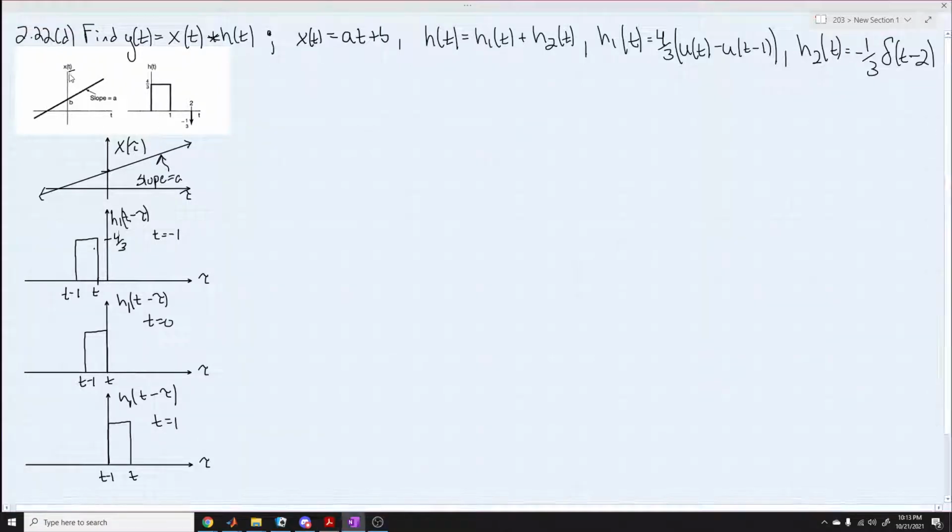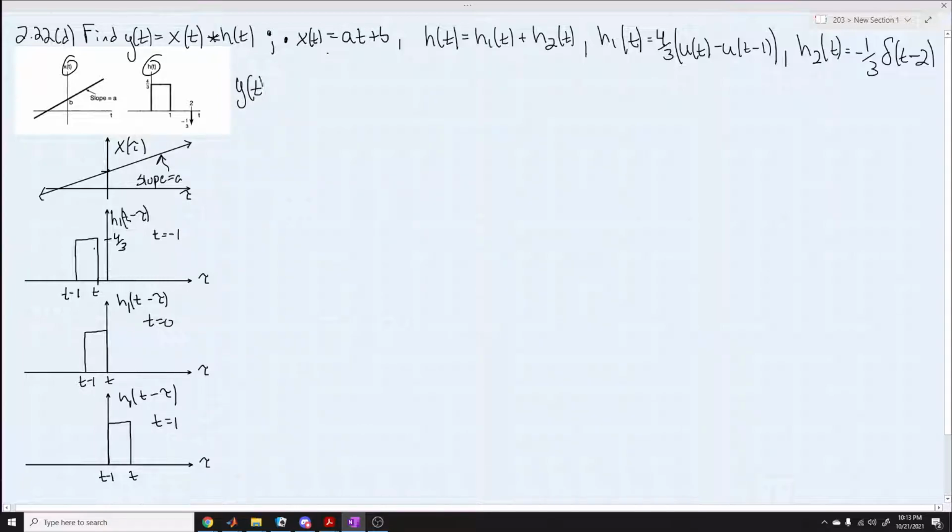But we want to find y of t, and y of t is equal to the convolution of x of t and h of t. Here's our x of t right here. Here's our h of t right here. And we can see that x of t is equal to at plus b. And h of t is equal to an h1 of t plus an h2 of t. h1 of t is defined right here, and h2 of t is defined right here. So h1 of t is not an impulse, but a pulse of width 1 and magnitude 4/3, and h2 of t is a time delay delta function with a magnitude of negative 1/3.